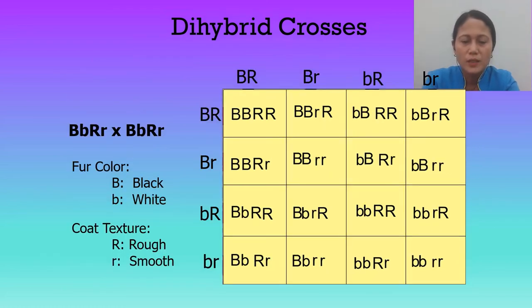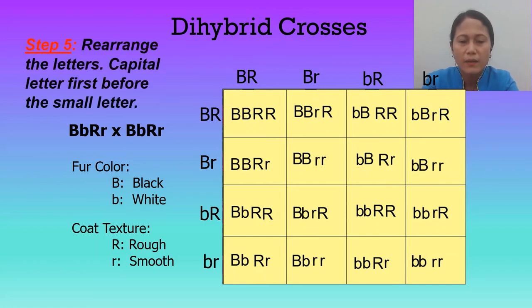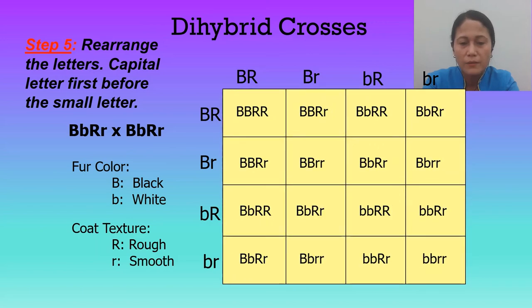Here you notice that it's still jumbled, so some do have small letters first before the big letters here. So what we do next is to rearrange the letters. We write the capital letter first before the small letters, so we can have this there. So now it's all arranged, having all the capital letter first before the small letter.